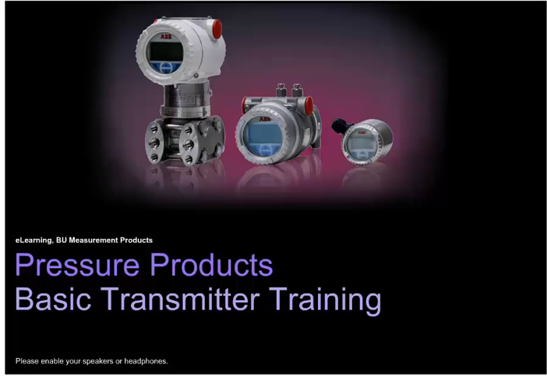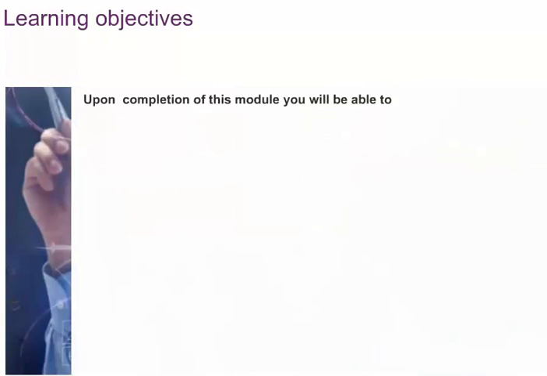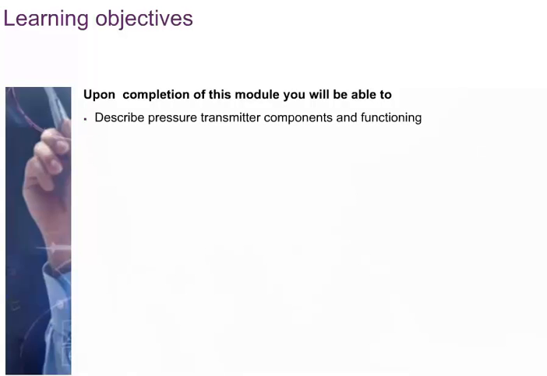This training module will introduce you to the technical principles of the basic transmitter. Learning objectives. Upon completion of this module, you will be able to describe what the pressure transmitter's main components and their relative functioning are. Understand what the 4 different sensor technologies are.